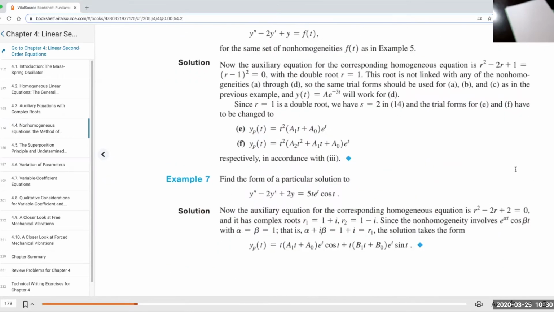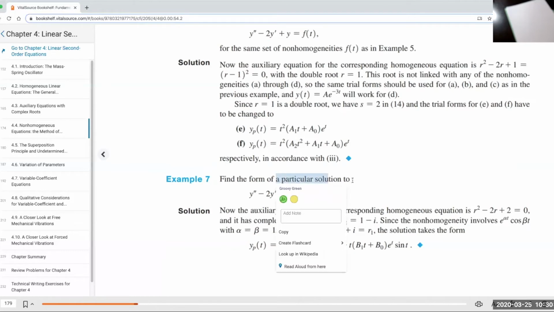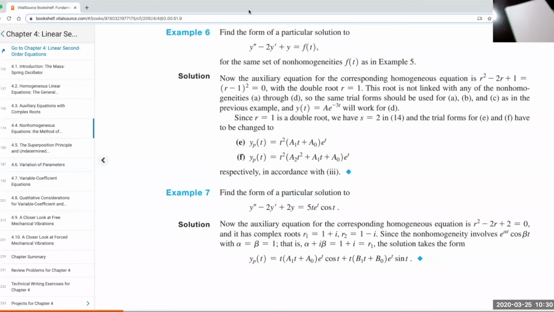All right, so now take a look at this example 7. Find the form of a particular solution. Here, particular solution doesn't mean, I told you, a particular solution of an initial value problem. It just means a solution. Okay, so let's see here.